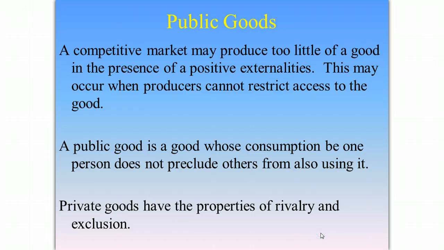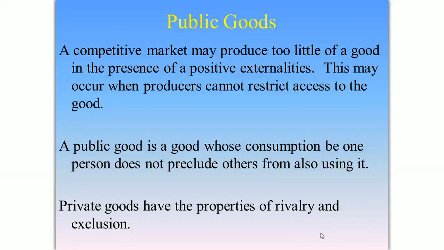The final issue we look at is the concept of public goods. So a competitive market may produce too little of a good in the presence of a positive externality. Up to now we've been focusing on negative externalities. Negative externalities in consumption, such as passive smoking, driving, etc. Negative externalities in production, such as occurs with common goods. With public goods, we actually have a positive externality. The provision of a public good conveys benefits on everybody. So if I provide the public good, everybody gains.